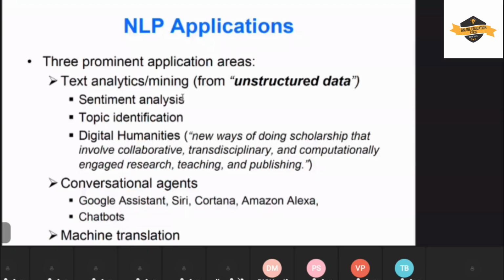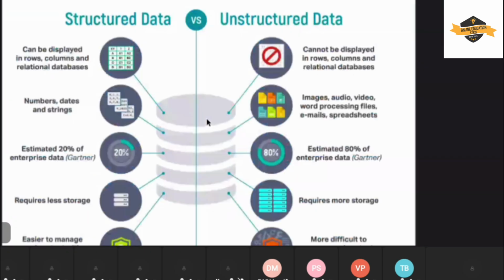So these are some of the NLP applications that you are using right now in day-to-day life also. Now the data is also classified. Structured data, as all of you know, has particular rows and columns, attributes, numbers. They have pictorial representation, graph representation. For example, if I show you one picture, like this one.